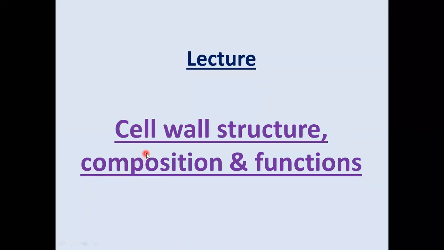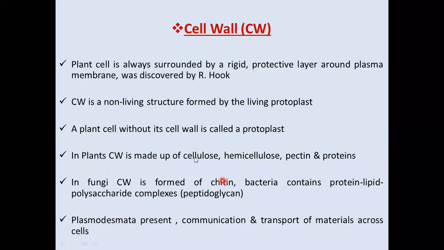In this lecture, we will discuss cell wall structure, its chemical composition and functions. So we know that a plant cell is always surrounded by a rigid and protective layer around the plasma membrane. The cell wall was first discovered by Robert Hooke. So the cell wall is outside the plasma membrane and is very rigid in structure and protective in function.